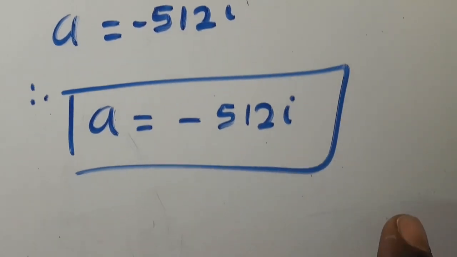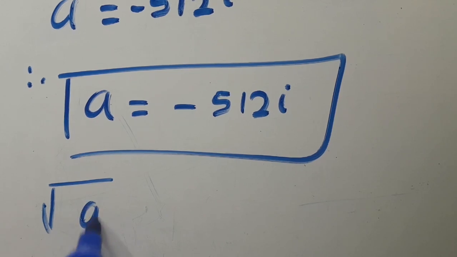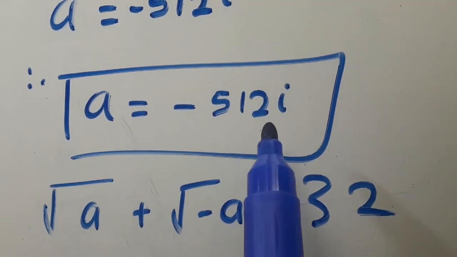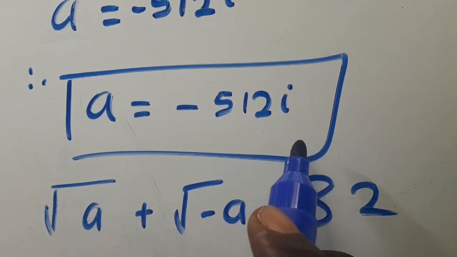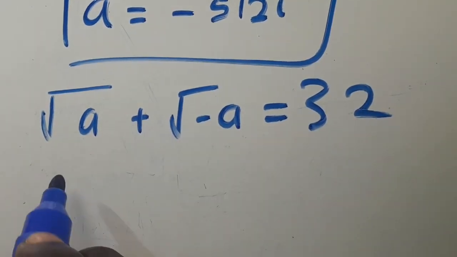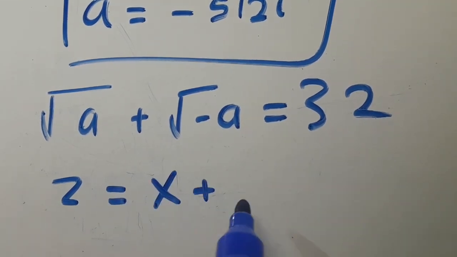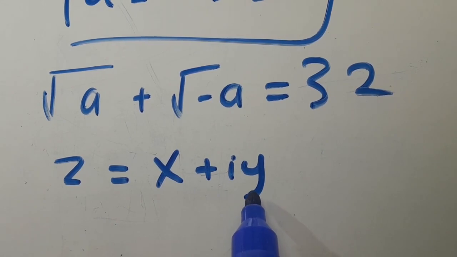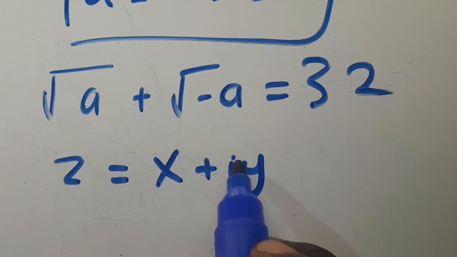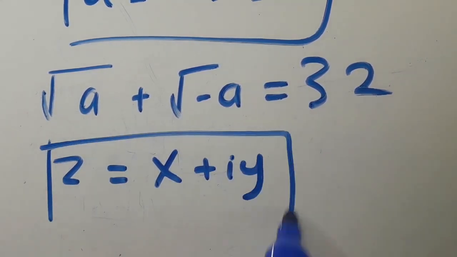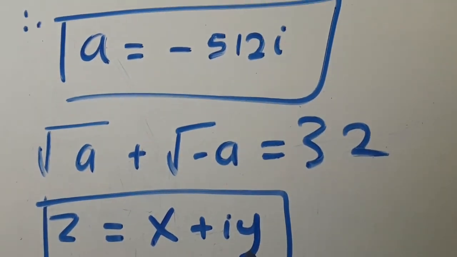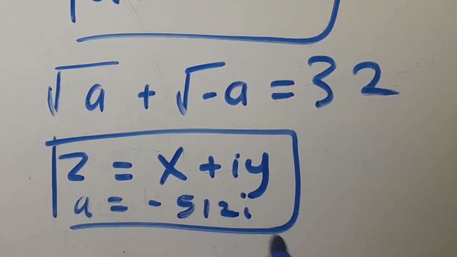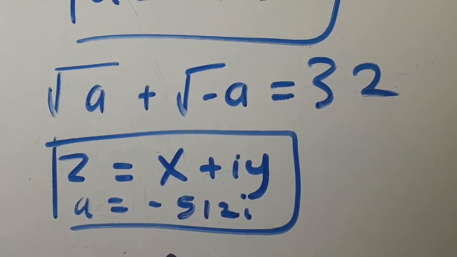This satisfies the problem given to us, root of a plus root of minus a equals 32. This is a complex solution. And remember, in a complex number, we have z equals x plus iy, where x is the real part and y is the imaginary part, which simplifies that we have a complex solution, which is equivalent to this: a equals minus 512i. So we have a complex solution. Bye bye.